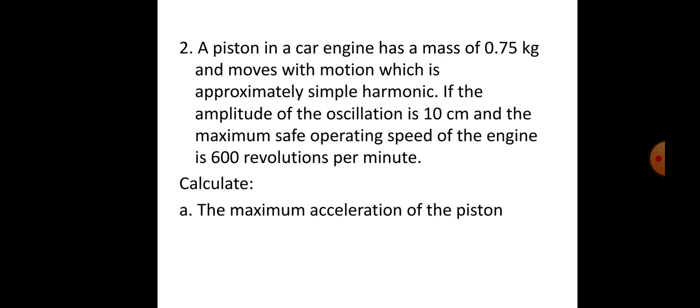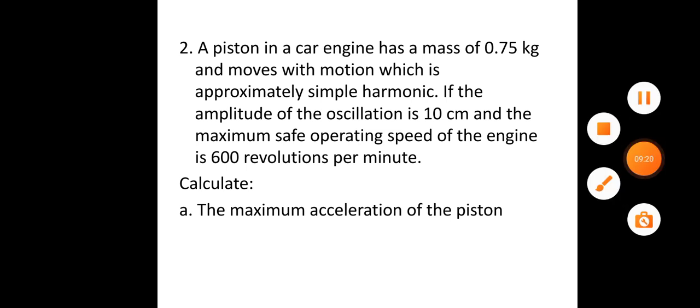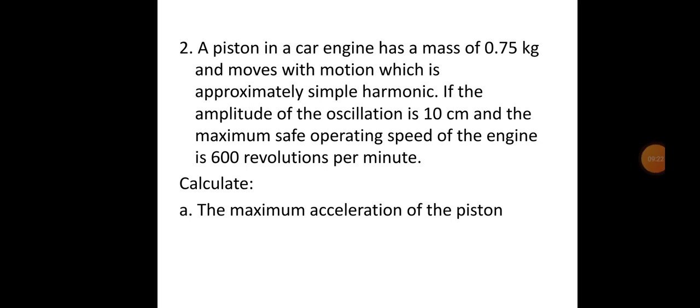A piston in a car engine has a mass of 0.75 kilogram and moves with motion which is approximately simple harmonic. If the amplitude of the oscillation is 10 centimeter and the maximum safe operating speed of the engine is 600 revolutions per minute, calculate the maximum acceleration of the piston. Maximum acceleration.